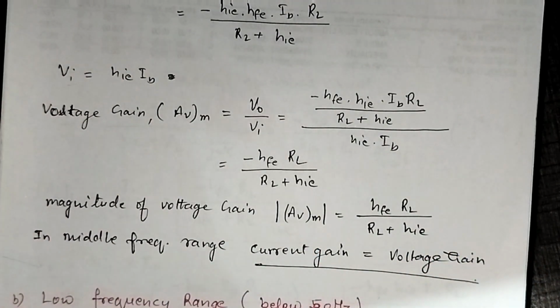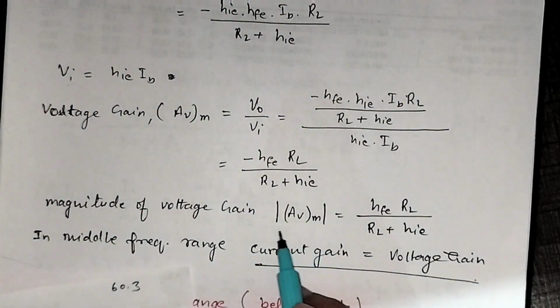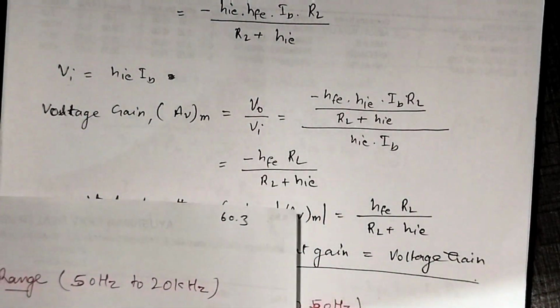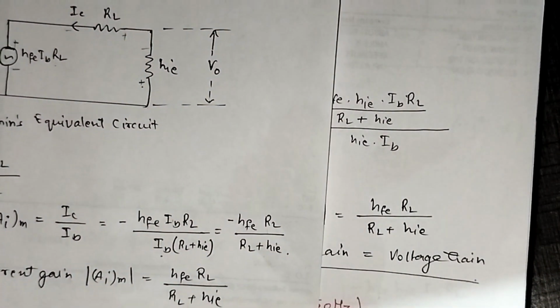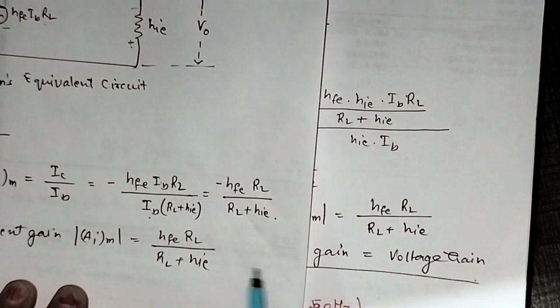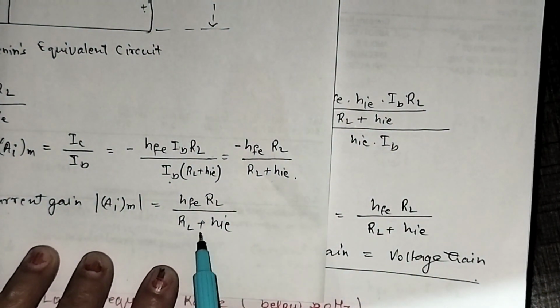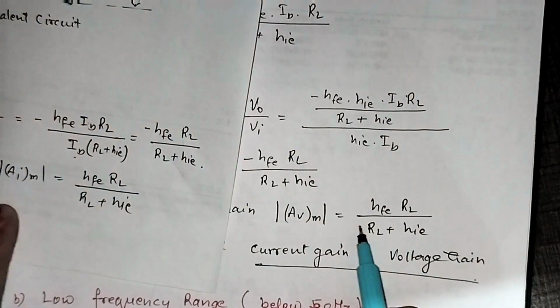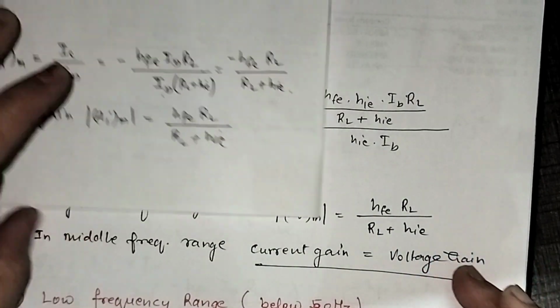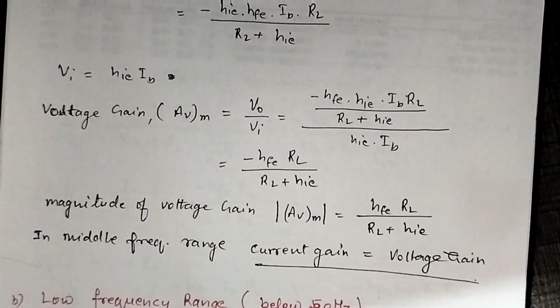Now we can see the expression for the magnitude of the voltage gain and the magnitude of the current gain. We can see here the expression is the same for both. They are both the same in the case of the middle frequency range.